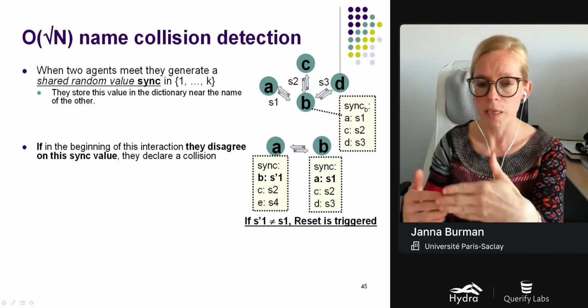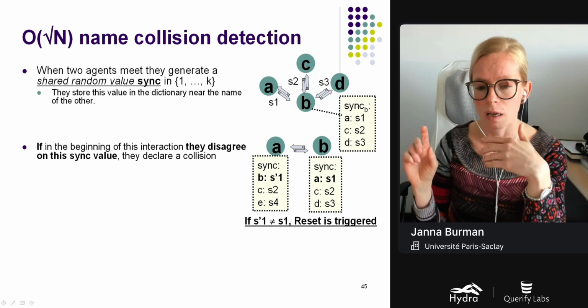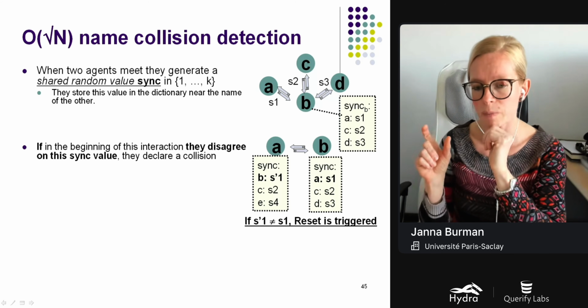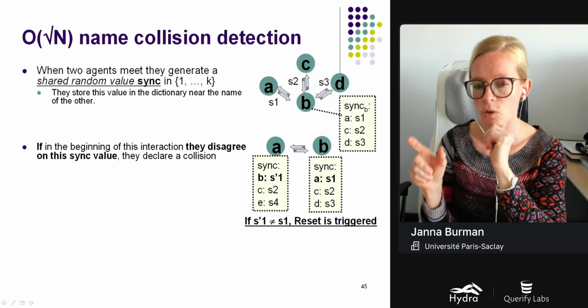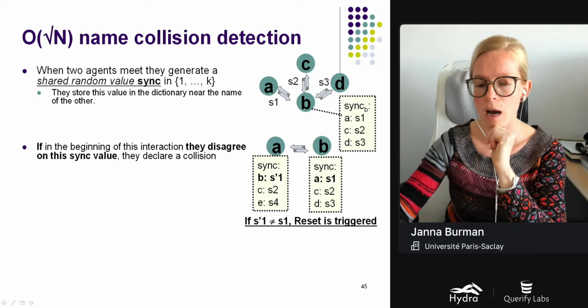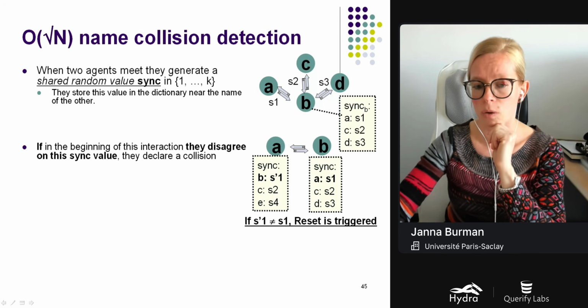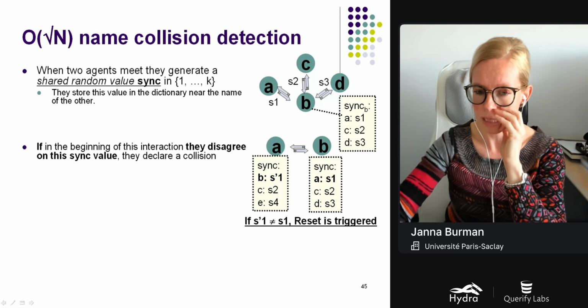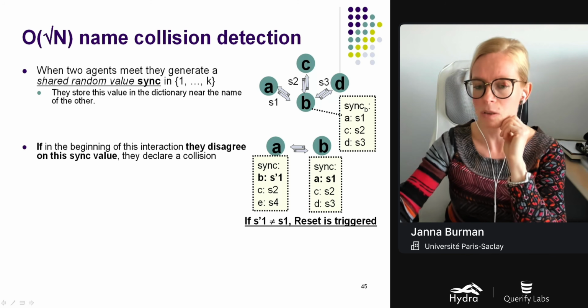And at the beginning of every interaction, two agents first check whether the corresponding sync values stored in both of the dictionaries are the same. So whether S1 is equal to S prime 1, okay? And if they are not the same, reset will be triggered.